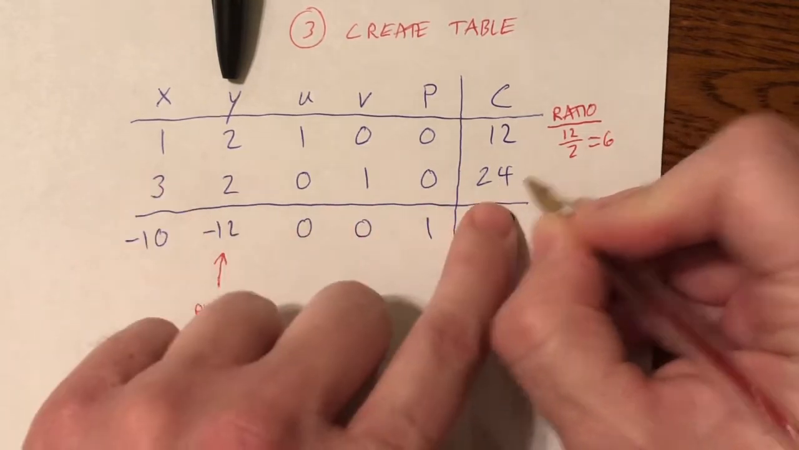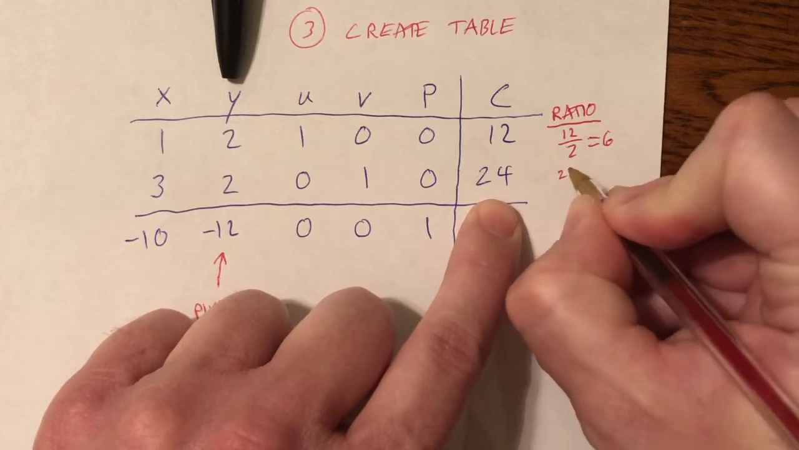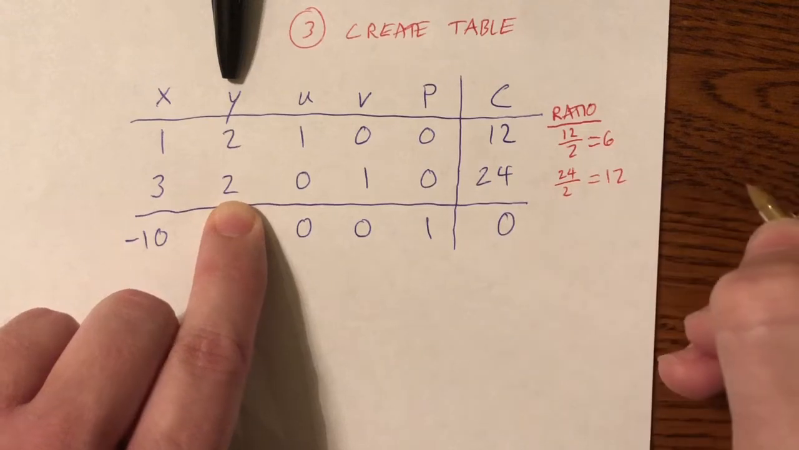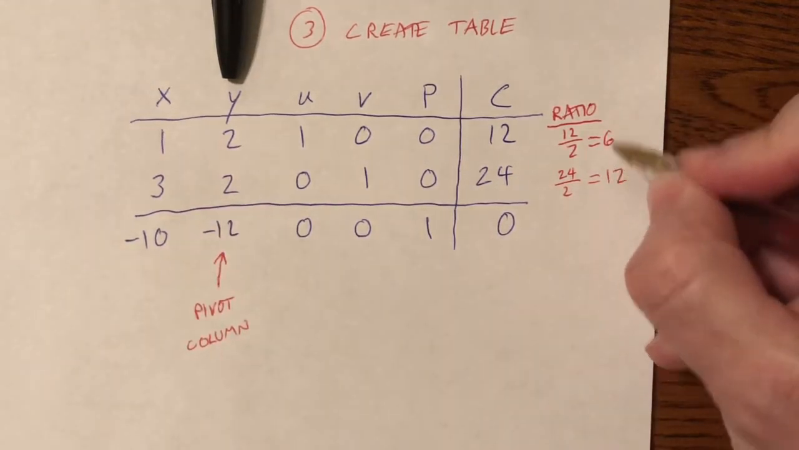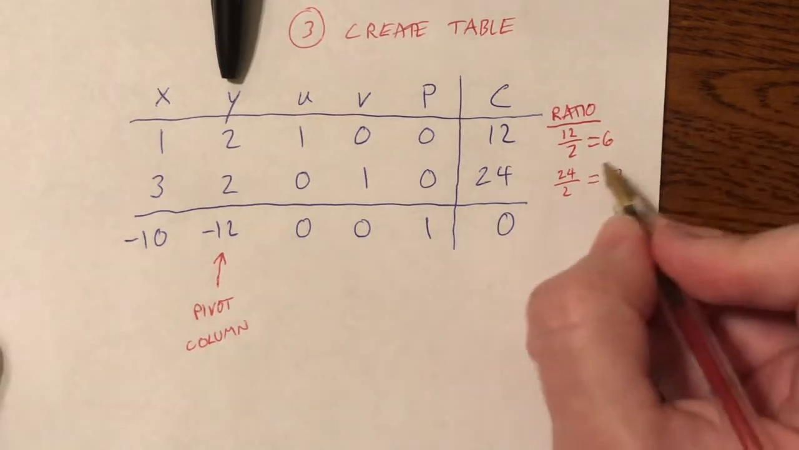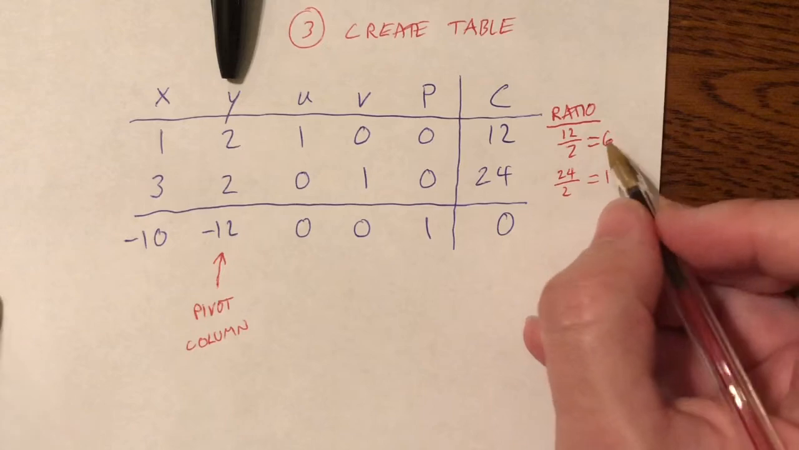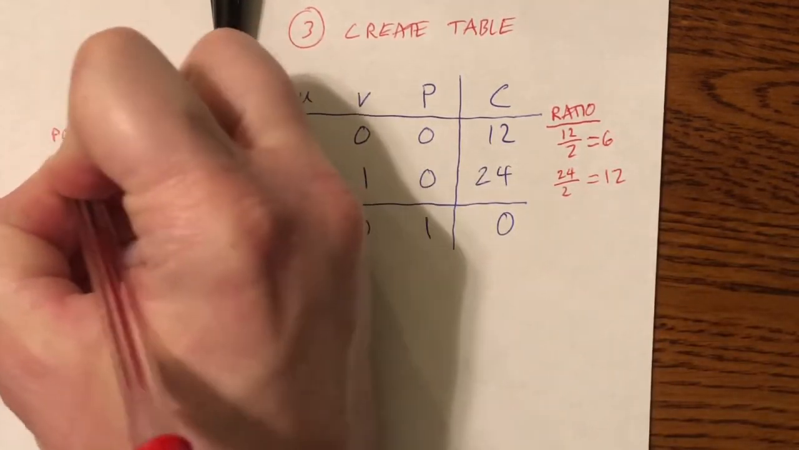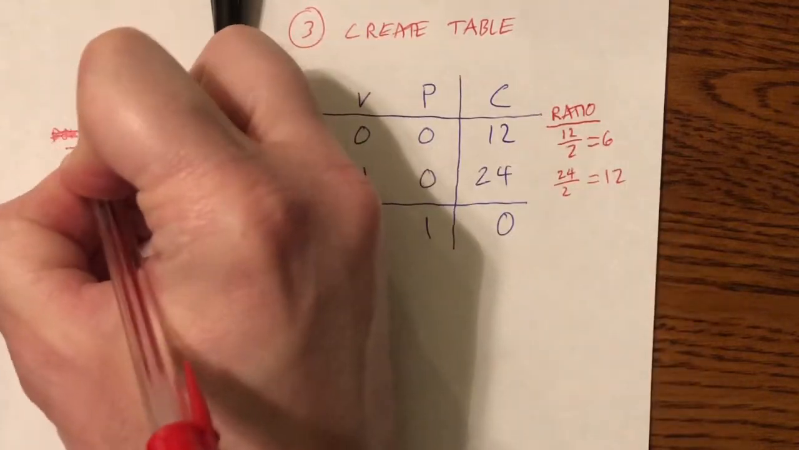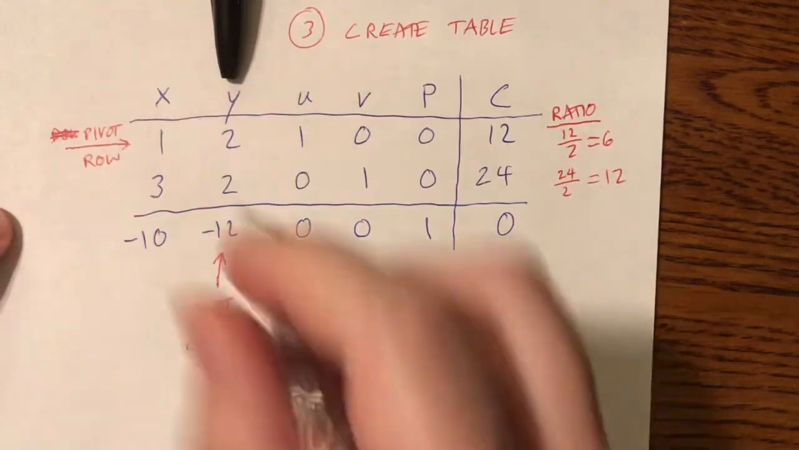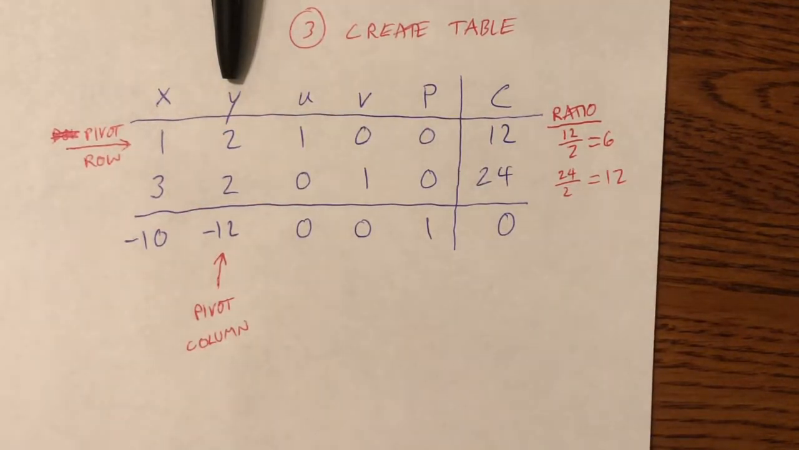Let's look at the second row now. Let's figure out the ratio here. That's going to be 24 to 2, so this divides to give us 12. The significance of these values is that the smallest ratio, which is 6, 6 is less than 12, this is our smallest ratio, and this will give us what is called our pivot row. So you're going to do this every single time.